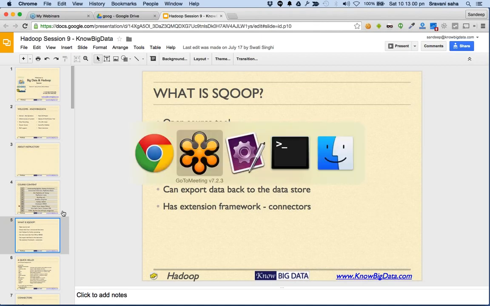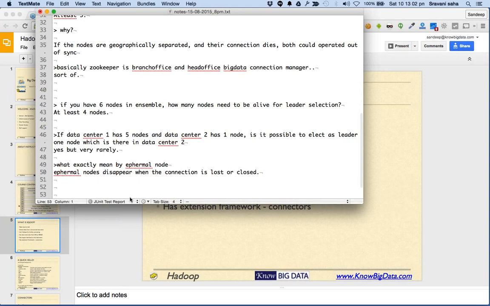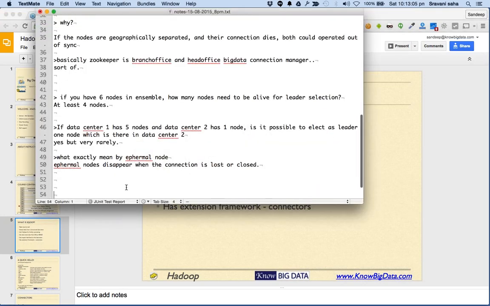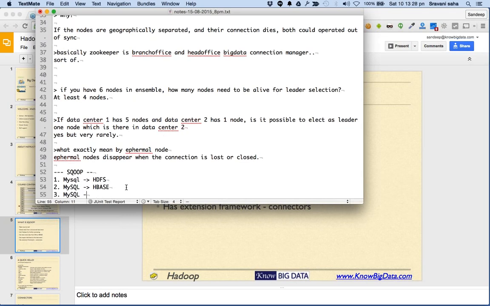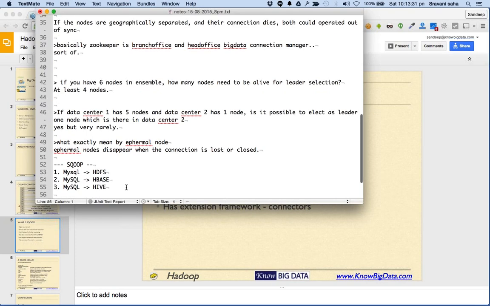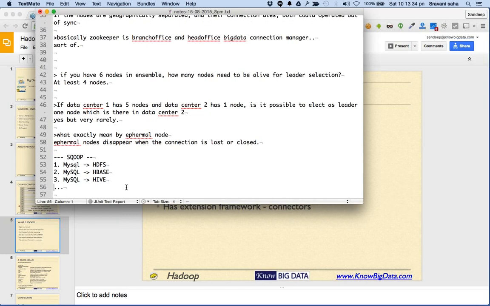Meaning using Sqoop you can do the following things. One is, let me just mark it as Sqoop, from, let's say, MySQL to HDFS as a CSV file or something, or MySQL to HBase. Third, MySQL to Hive, and so on. All right, and also vice versa, HDFS to MySQL, and so on.